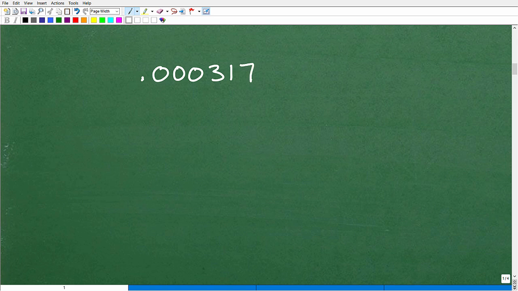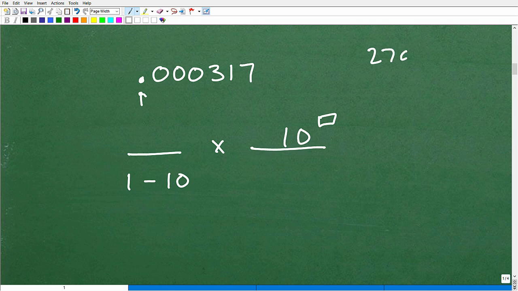0.000317. Let's write this number now in scientific notation. We're going to use the same concepts. We want to get a number between 1 and 10, and this is going to be 10 to some power. But now obviously the decimal point is in this location. Remember the previous problems, like 27,000, the decimal point was here. We had to go this way, and when we did that, the power of 10 was positive.